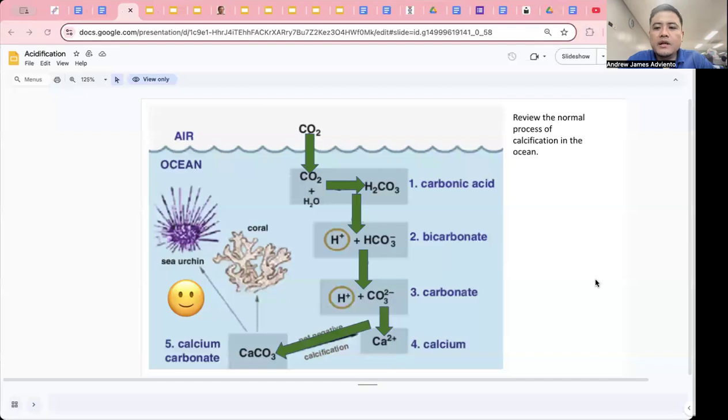So we are still in the learning of climate change, but this time our focus will be ocean acidification. So let's go over first the normal process of calcification in the ocean. Before we can talk about ocean acidification, let's first understand the normal process of calcification in the ocean.